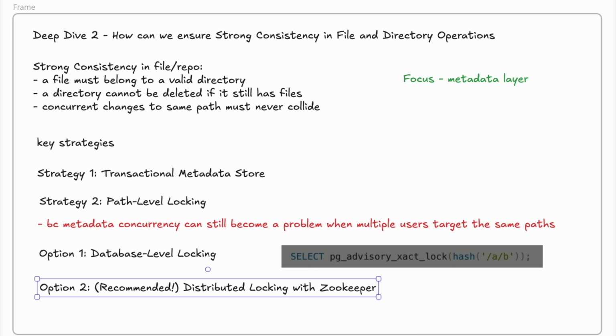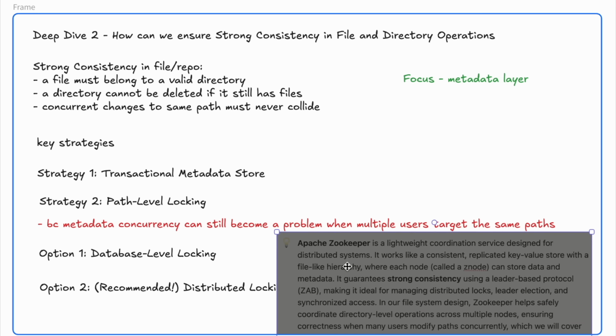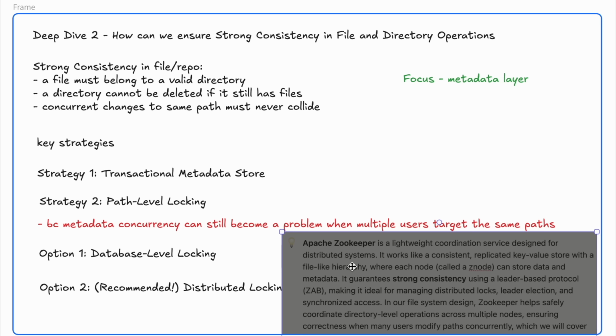Zookeeper also provides strong fencing guarantees, cross-node coordination, fairness and timeout control, and excellent visibility into what's happening. This approach scales horizontally, works well across services, and ensures consistency even under high concurrency. Yes, it's slightly more complex to set up, but for a distributed file system, it's well worth it.